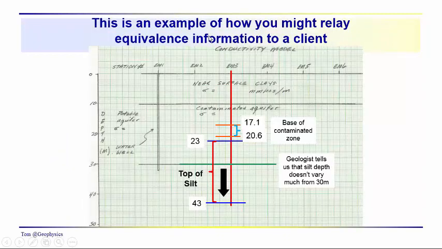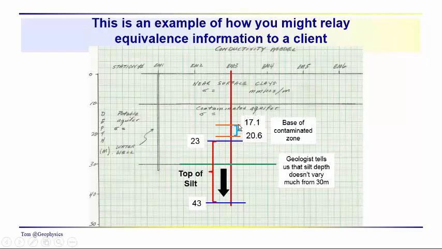So if you wanted to illustrate this graphically for this particular sounding, if we were presenting it in cross-section form, we'd want to indicate, well, the conductivities all the way across here for the near-surface clay are about 50 millisiemens per meter. The contaminated zone is around 100 millisiemens per meter.